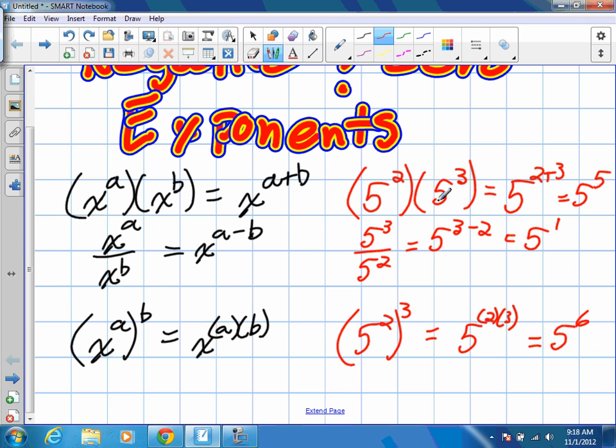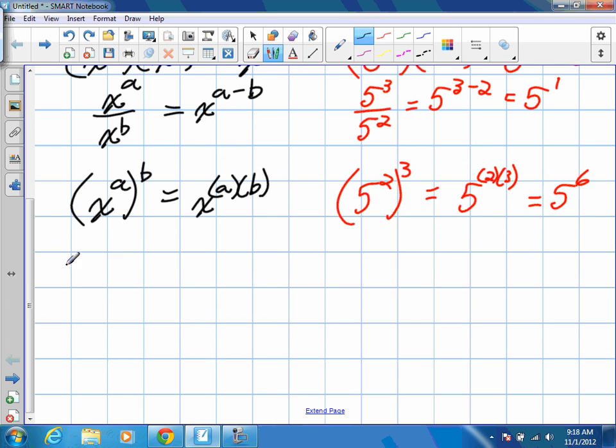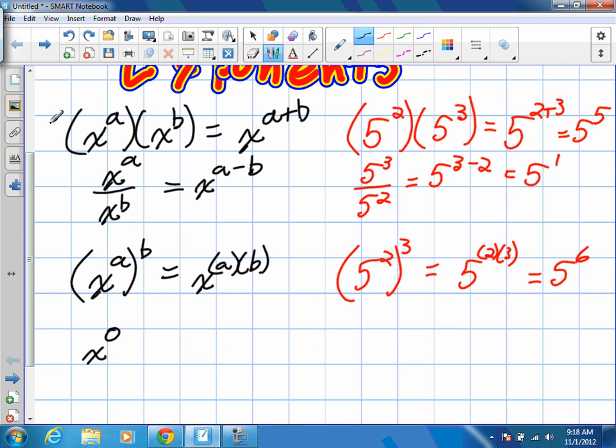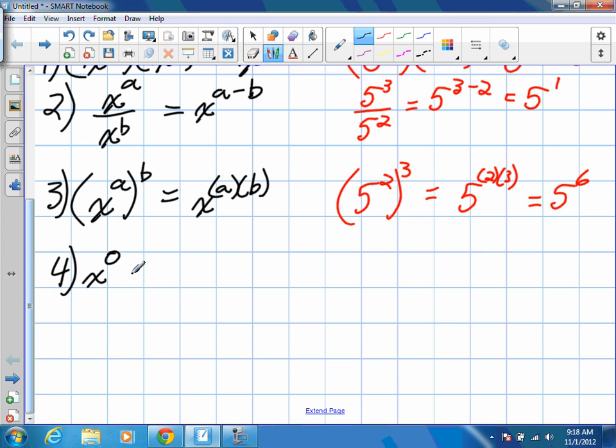Okay? We're going to talk about, first of all, zero exponents. Zero exponents. So any number to the power of 0. So let's actually number these rules. We'll call this rule 1. This was rule 2. Rule 3. Rule 4. Any number to the power of 0. Anyone know what it equals? 0. Nope. 1. Every number.